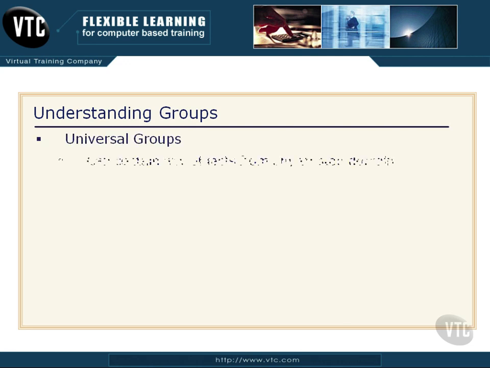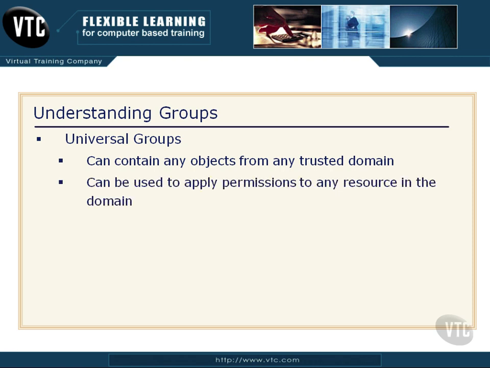Universal groups are a special animal. They can contain objects from any trusted domain. That means they're cross-domain. Now, these can be used to apply permissions to any resource in the domain or in any domain. Now, why not use universal groups for everything? Some of you are thinking, wait a minute, Mark, what was the point of all this machine local, domain local, and all that other junk? I'm just going to use universal groups, put everybody in there, everybody's fine.